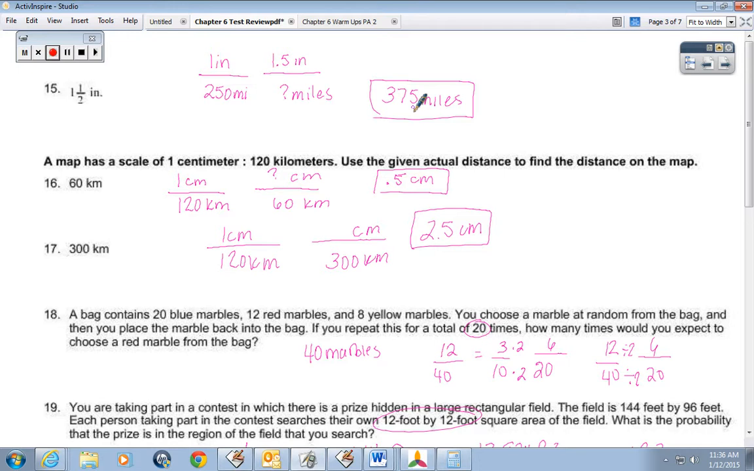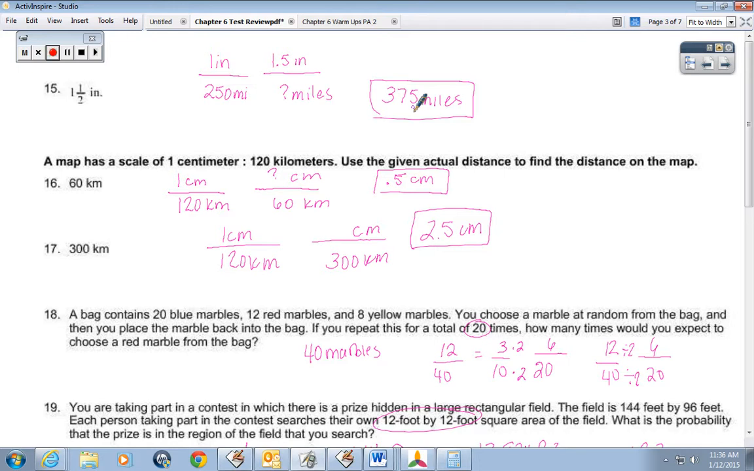So same thing with this one. 1 centimeter represents 120 kilometers. How many centimeters is 300? Cross multiply 1 times 300 divided by 120 and you get 2.5. Yes, 2.5.